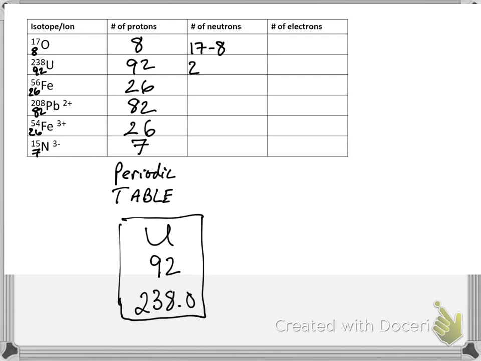For uranium, it'd be 238, which is the sum of protons and neutrons. Subtract the number of protons from it, and we would get the neutrons there. Iron, the same: 56 minus 26. For lead, the same. So we subtract the two numbers: the top minus the one below to get the number of neutrons.